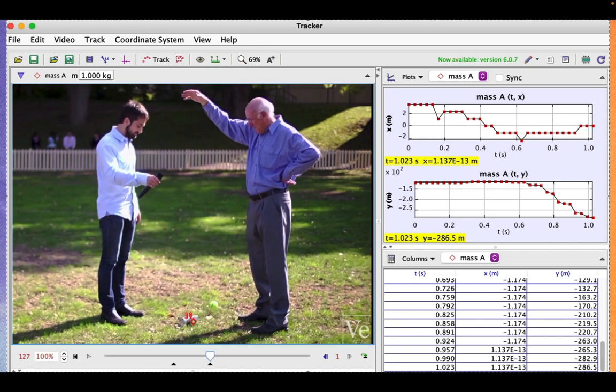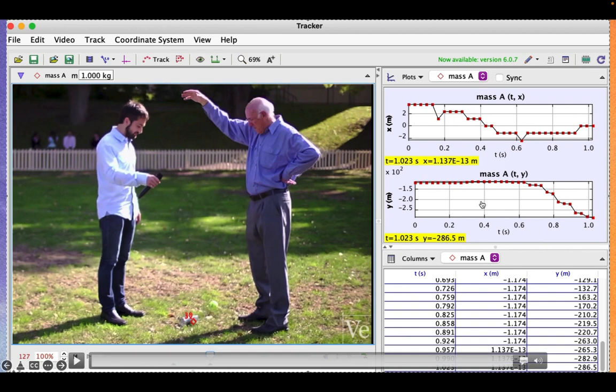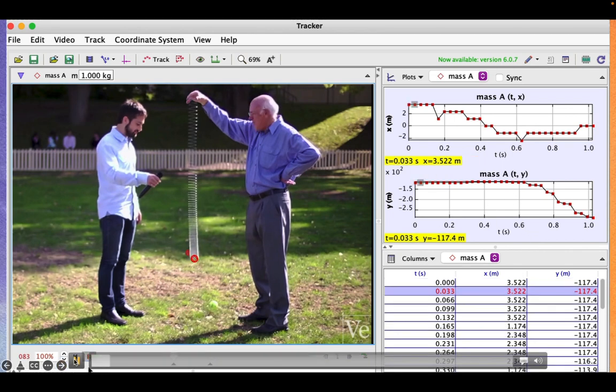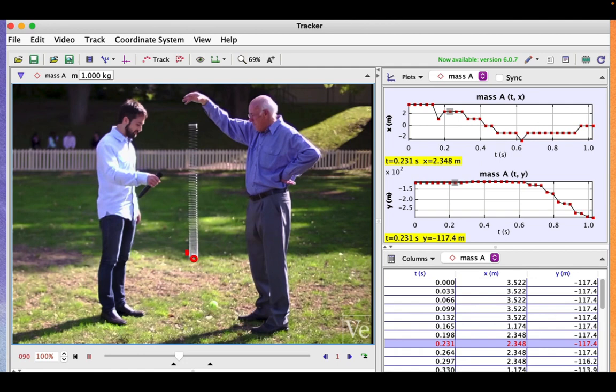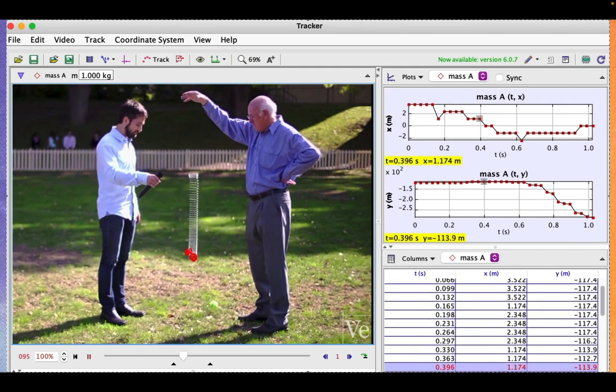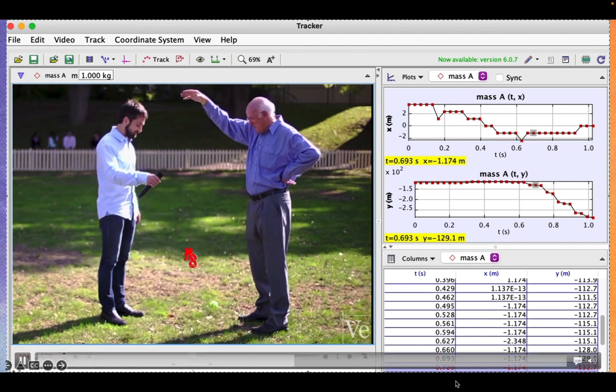On the second graph in the top right over here, you can see that the bottom of the slinky is relatively stable until around 0.66 seconds, where it then began to plunge downwards.